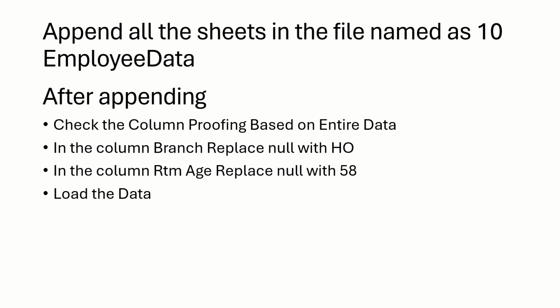Try this. Please try on a new file. On a new file. Don't do it on the existing file. Open a new file and do this. Combine all the 6 sheets and make it as one sheet. Wherever the branch name is null, replace it with HO. Wherever the retirement age is null, replace it with 58. See, one more thing is splitting. We have seen about combining, we have to see about splitting. Last session also we should have seen it, but okay, now we'll see.